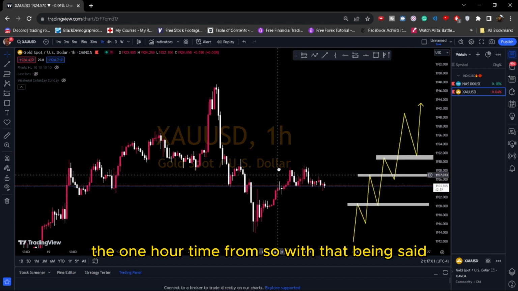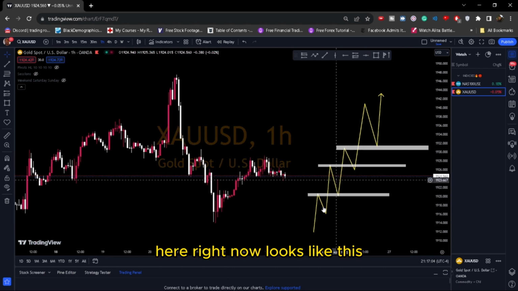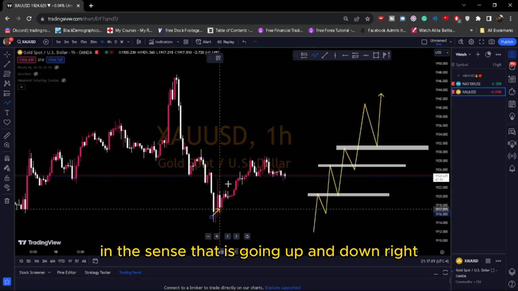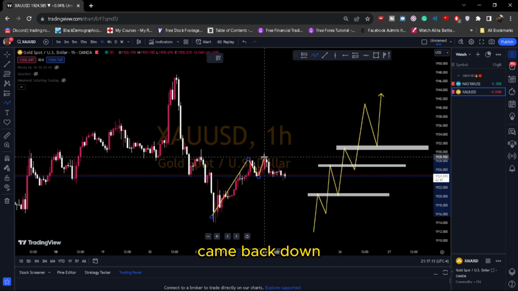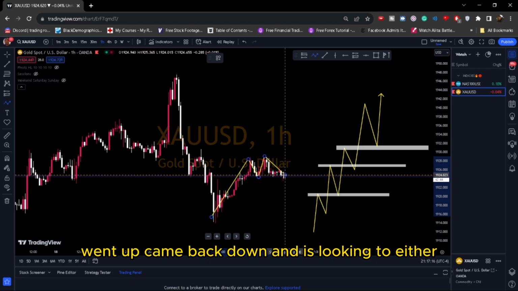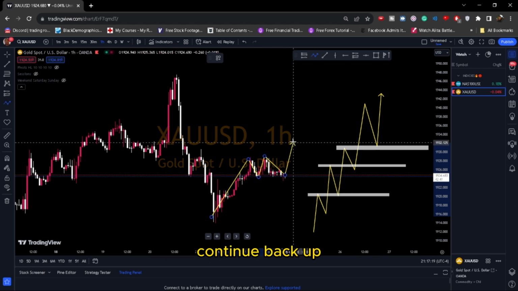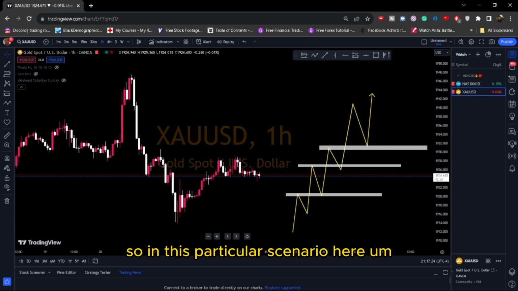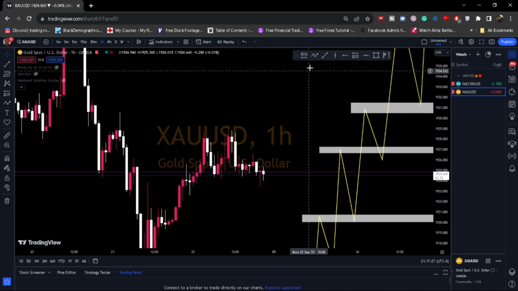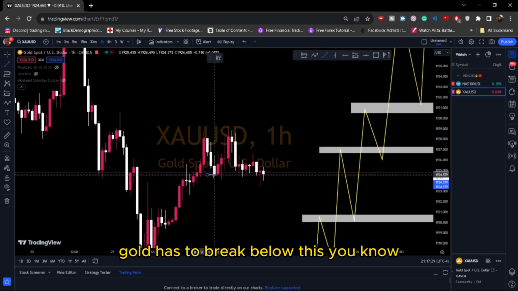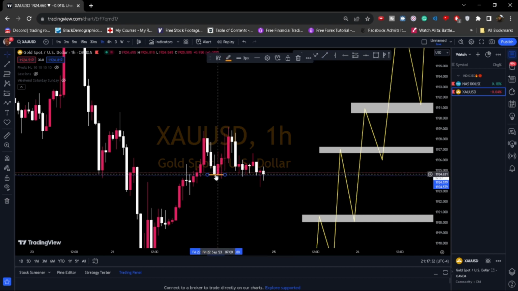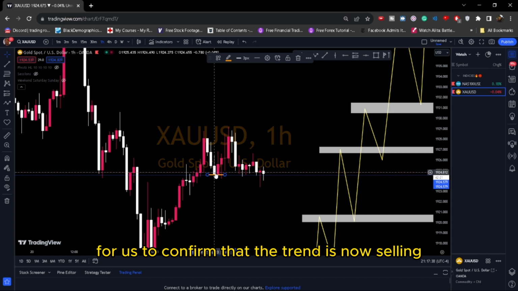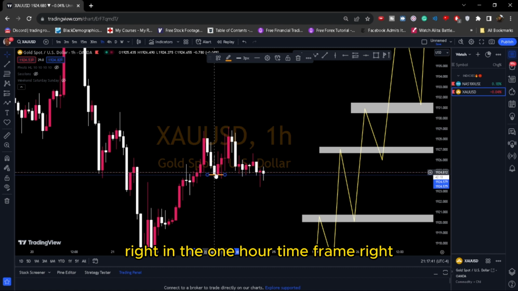So with that being said, gold right now looks like this, literally, right? It's going up and down. So it went up, came back down, went up, came back down, and it's looking to either break below this or continue back up to then continue the trend. So in this particular scenario, gold has to break below this low and then close below it for us to confirm that the trend is now selling in the 1 hour time frame.